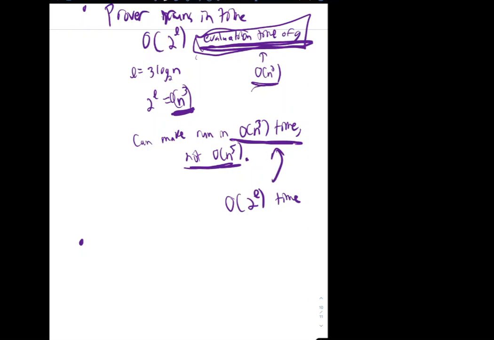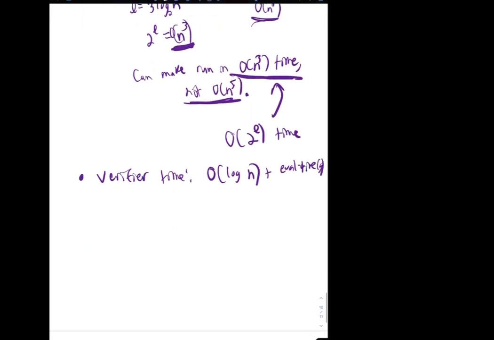And then the verifier time. It has to process each of the messages from the prover, but there's only logarithmically many of them. And then it has to evaluate G at one point. So what is the evaluation time of G?